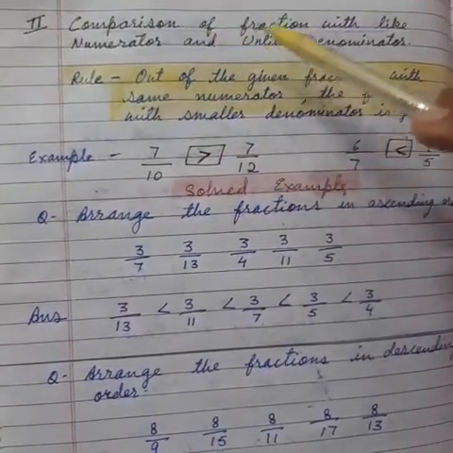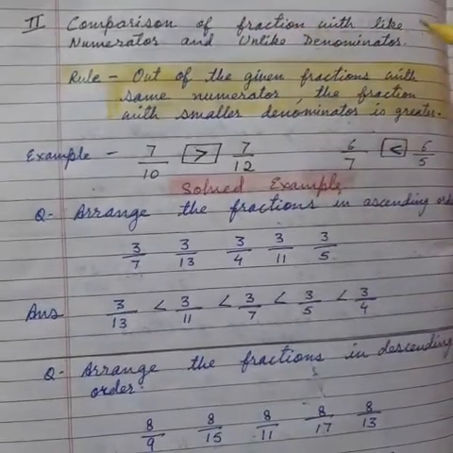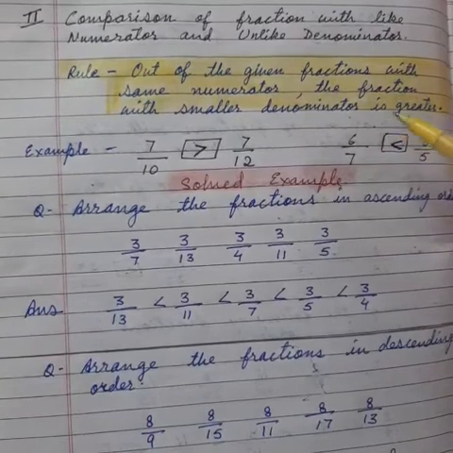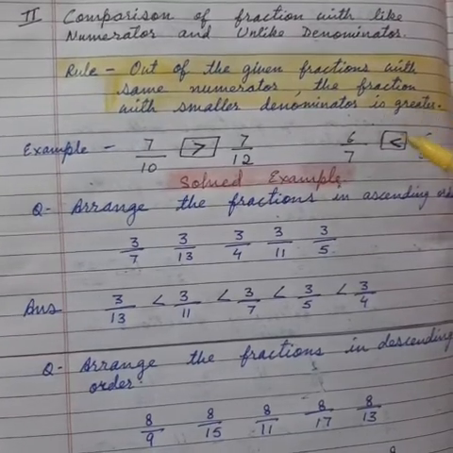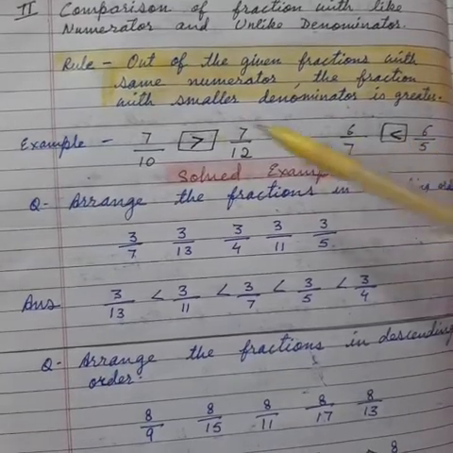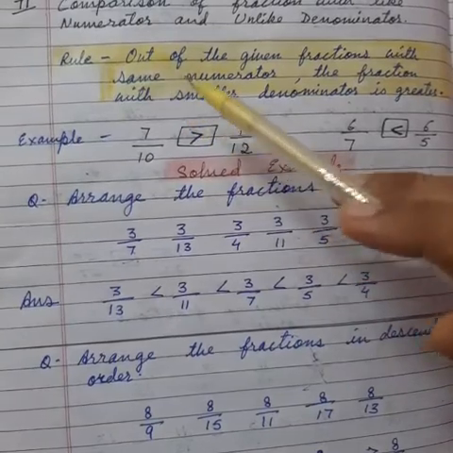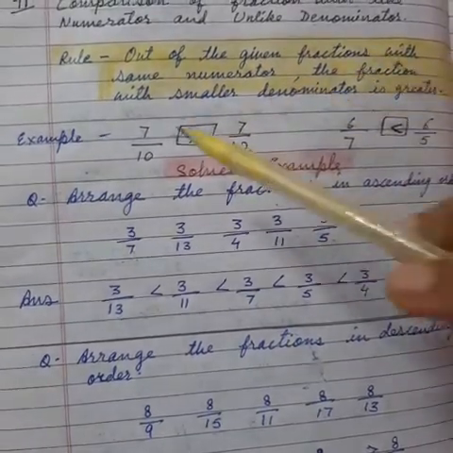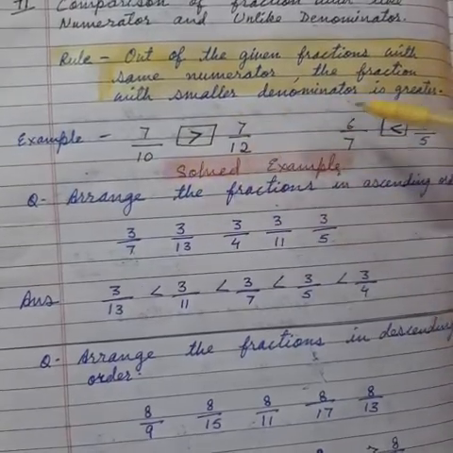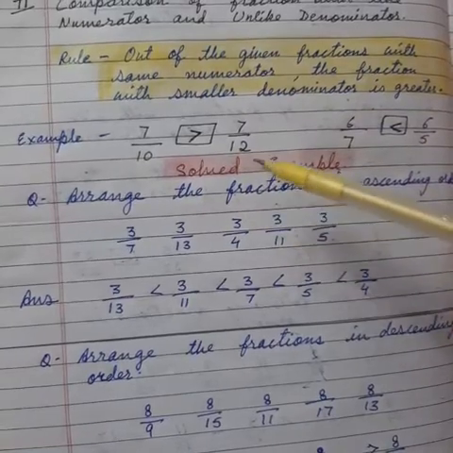Second is comparison of fraction with like numerator and unlike denominator. Now in this type of fractions, the numerator will be same or it will be like and the denominator will be unlike. So the rule to find out the comparison of greater and lesser fraction is, out of the given fraction with same numerator, the fraction with smaller denominator is greater.